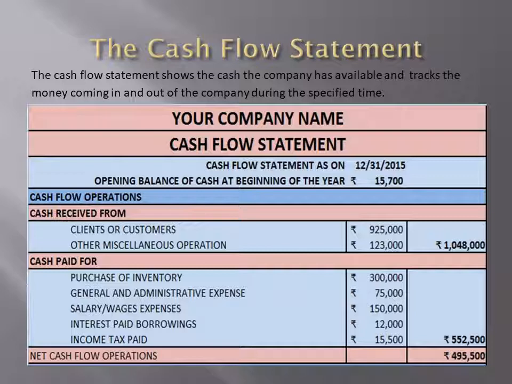The cash flow statement shows the cash the company has available and tracks the money coming in and out of the company during a specific time period. The operating activities analyse how the company's cash was used in order to reach its net profit or loss. The investment activity shows the part of the cash flow from investments, income, or assets that were sold. The financing activities track what the company did to pay back or acquire things such as bank loans.